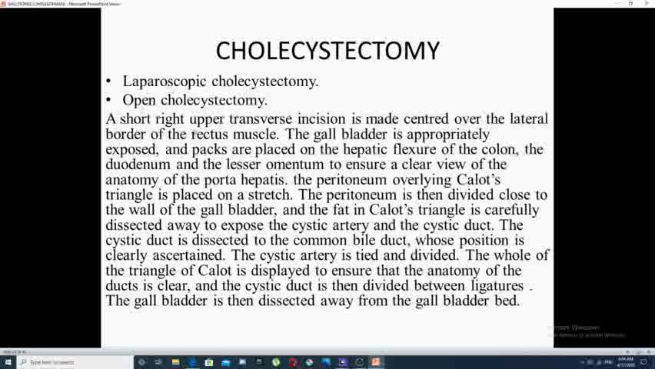A short right upper transverse incision is made, centered on the lateral border of the rectus muscle, and the gallbladder is appropriately exposed. Packs are placed on the hepatic flexure of the colon, the duodenum and the lesser omentum to ensure a clear view of the anatomy of the porta hepatis.